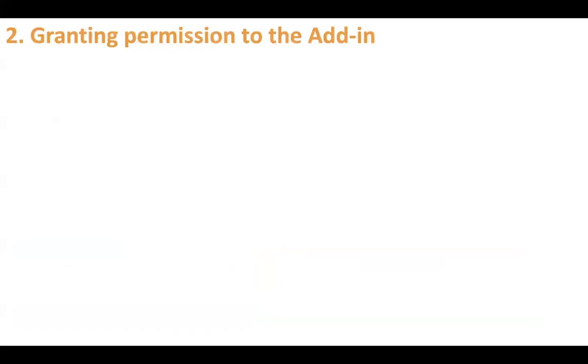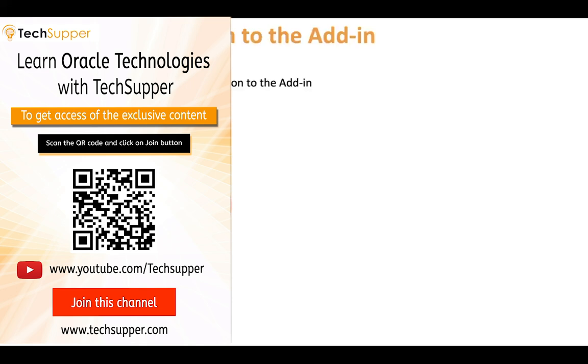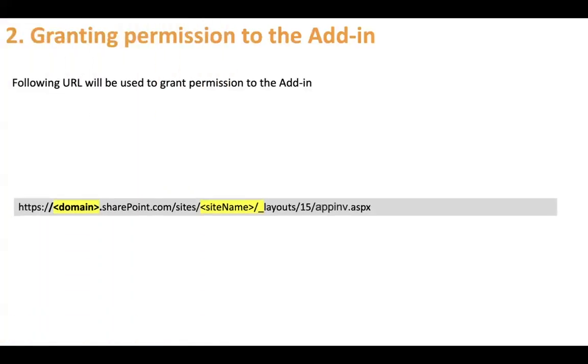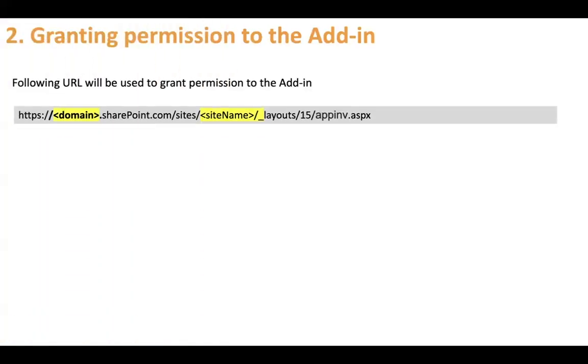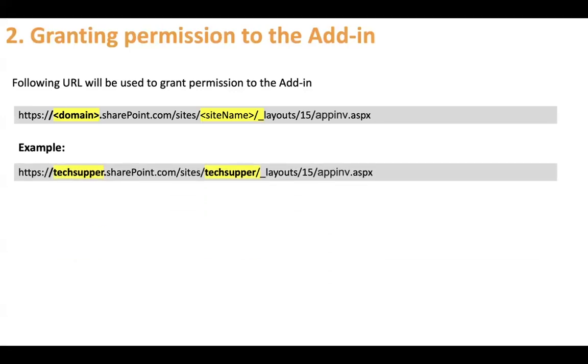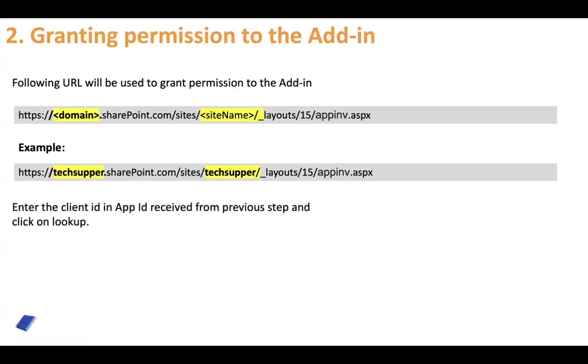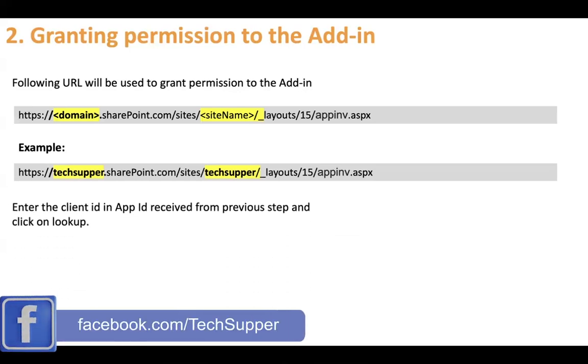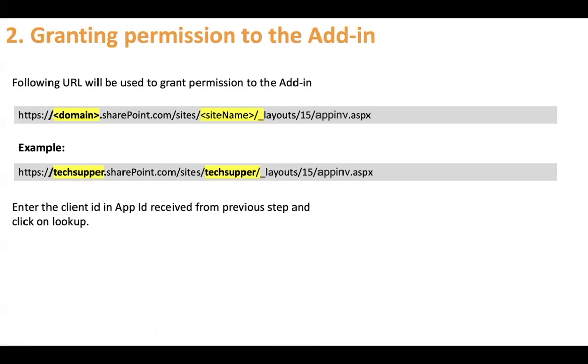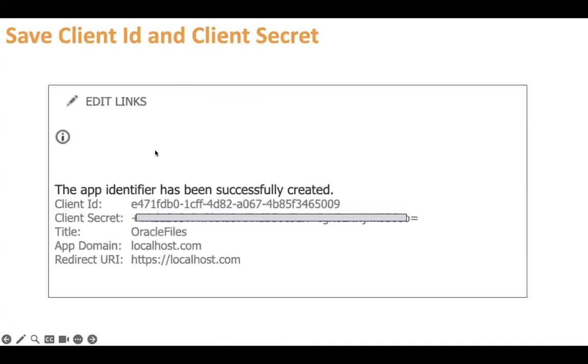The second step is granting permission to the add-in. You have to use the following URL to grant permission to the add-in that you created in step number 1. Again, it is the same URL, but the last part will be different. In the end you have to append appinv.aspx. The example would be the domain name and then the site name. When you come to this page, it will open a form where it asks you to enter the app ID. In this app ID, you will enter the client ID that you received in the previous step.